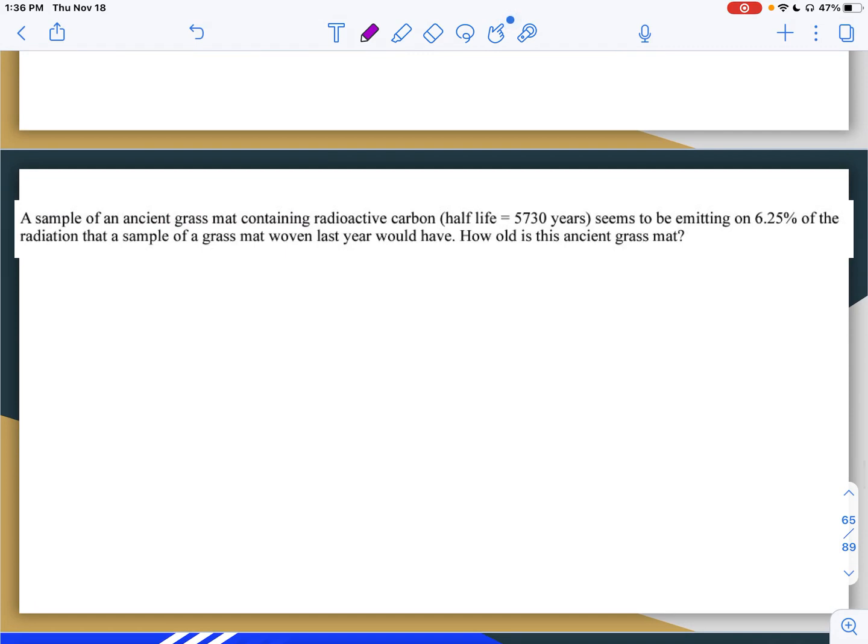Last one for this video. A sample of ancient grass mat containing radioactive carbon, half-life is 5,730 years, seems to be emitting 6.25% of the radiation that a sample of a grass mat woven last year would have had. How old is the ancient grass mat?